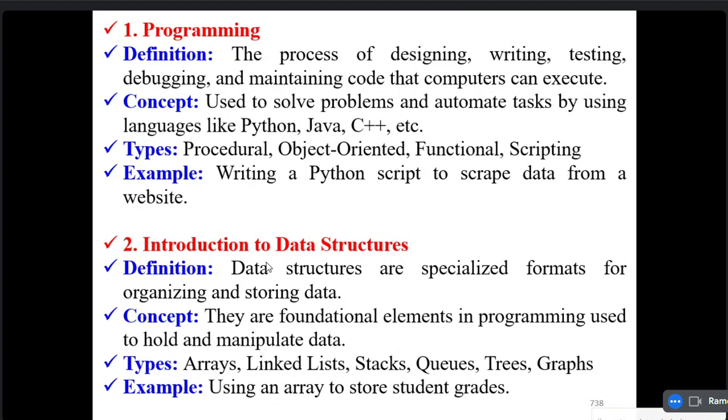So a data structure is a systematic way of organizing, storing, retrieving, and representing data in the form of linear structures, called linear data structures. Examples are arrays, linked lists, stacks, queues, etc. The systematic way of organizing, storing, representing, and retrieving data in a non-linear fashion is called non-linear data structures. Examples are trees and graphs. Using an array to store student grades is an example. That's why data structures play a vital role.